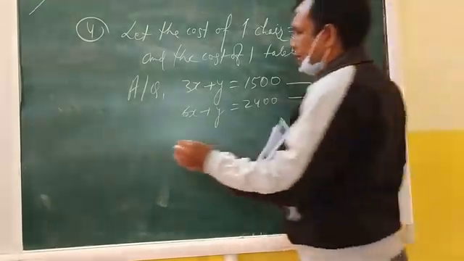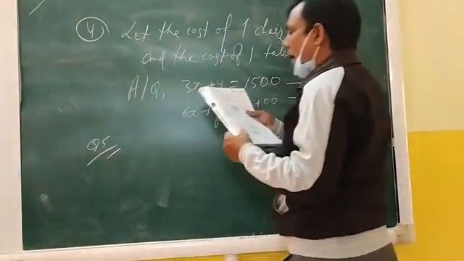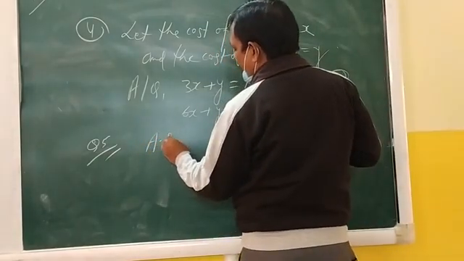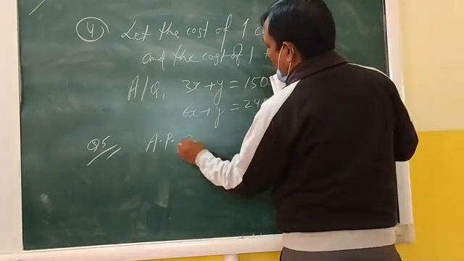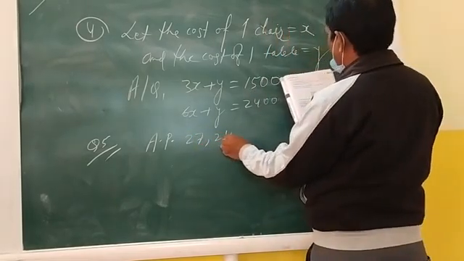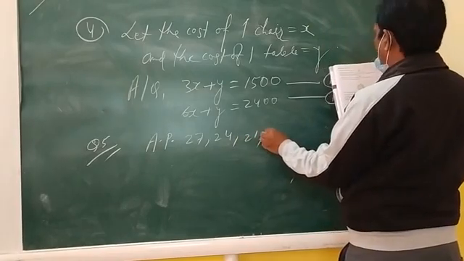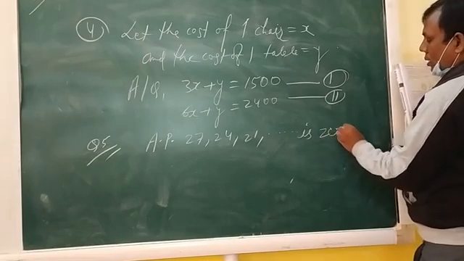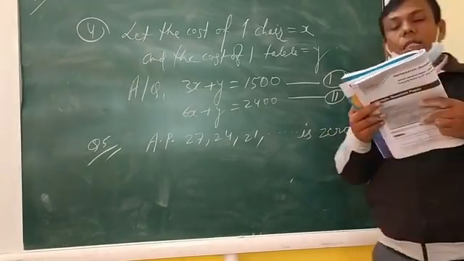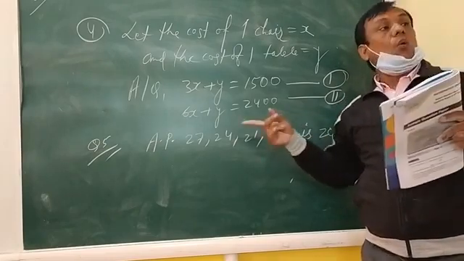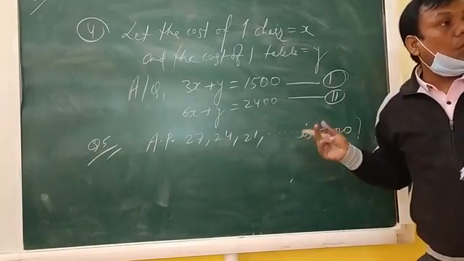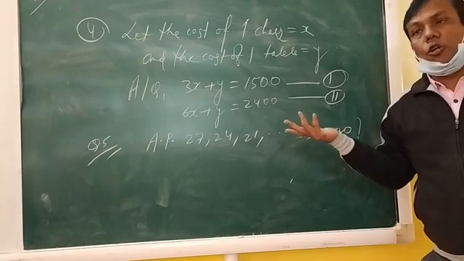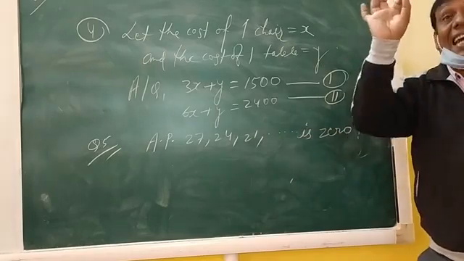Question number 5. Which term of the following AP, 27, 24, 21, dot, is 0? See, what is the question? Which term of the given AP will be 0? So you don't know which term. It means that you have to find n.